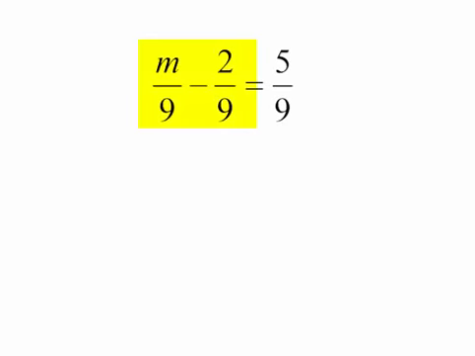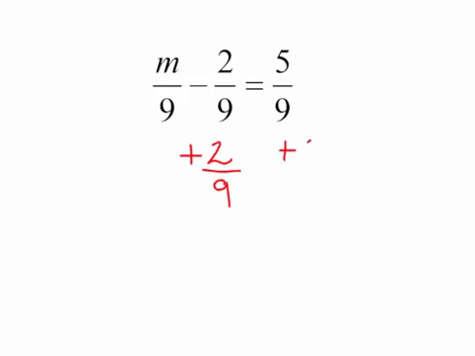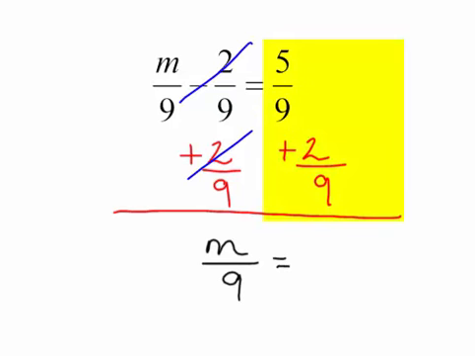I'll look on the side with the variable and I undo the addition and subtraction first. I see that 2 ninths is being subtracted. The opposite of subtracting 2 ninths is to add 2 ninths. Of course, whatever you do to one side, you have to do to the other. On the left side, a negative 2 ninths and a positive 2 ninths cancel out. I will have m divided by 9 is equal to 5 ninths plus 2 ninths. That will be 7 ninths.